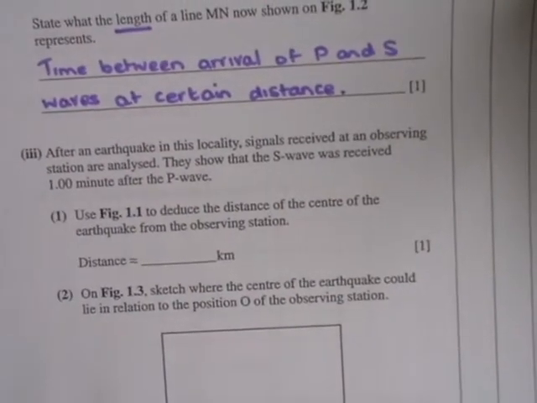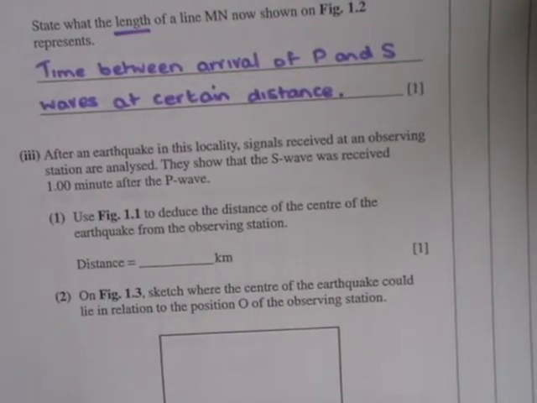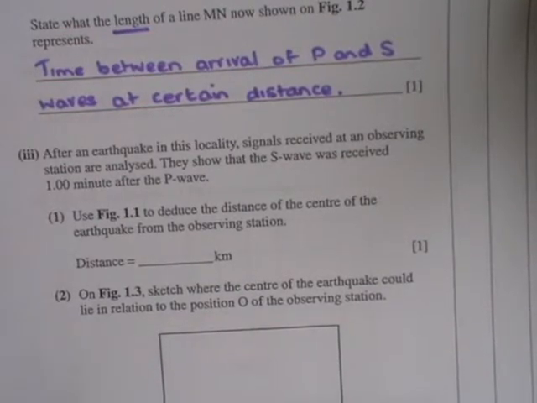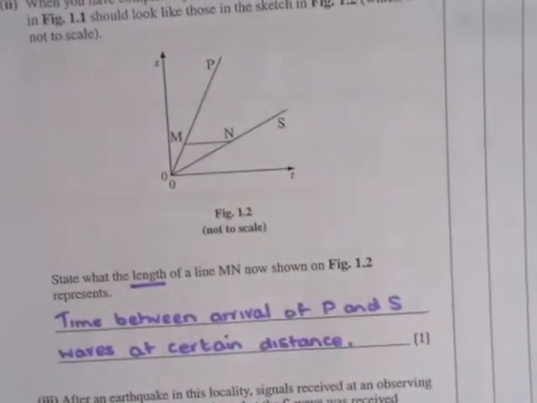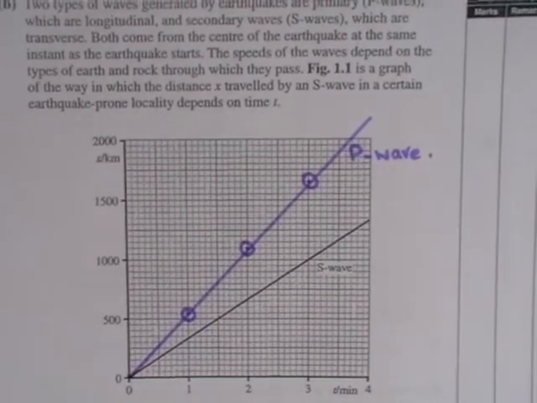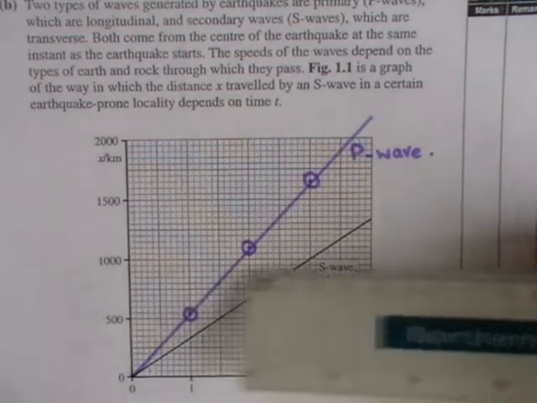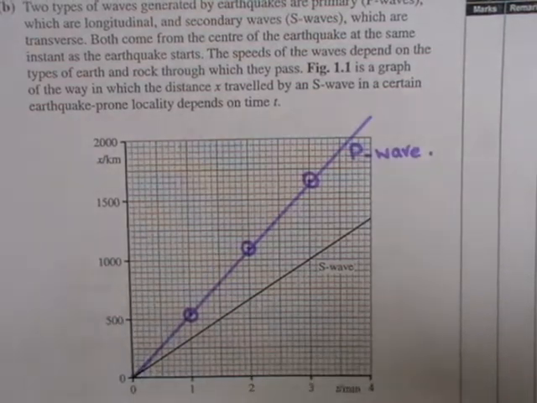After an earthquake in this locality, signals received at an observing station are analysed. They show that the S wave was received 1 minute after the P wave. Use figure 1.1, which is your original graph, to deduce the distance of the centre of the earthquake from the observing station. And so we need to get a distance. If we look back at this graph again, what we need is a difference between these two lines across this way, the way it was shown in the diagram in 1.2, which gives you a time difference of 1 minute. That's what you need.